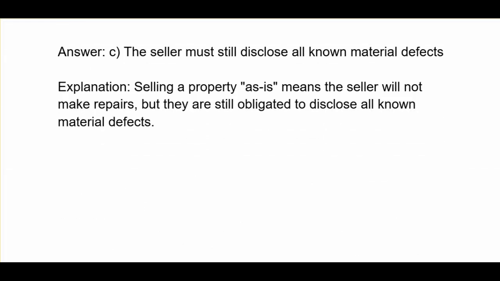C, the seller must disclose all known material defects. Selling a property as is means the seller will not make repairs, but they are still obligated to disclose all known material defects.